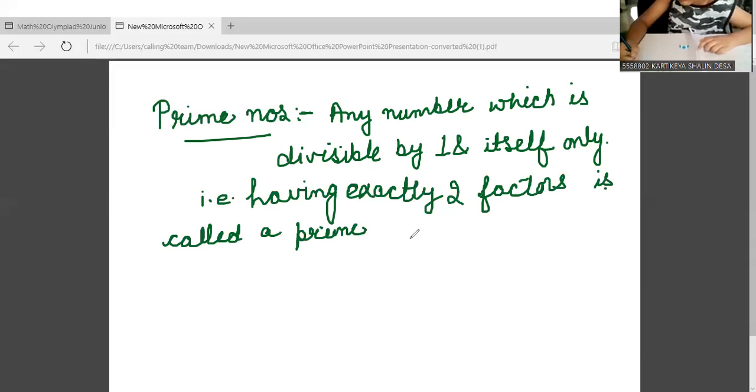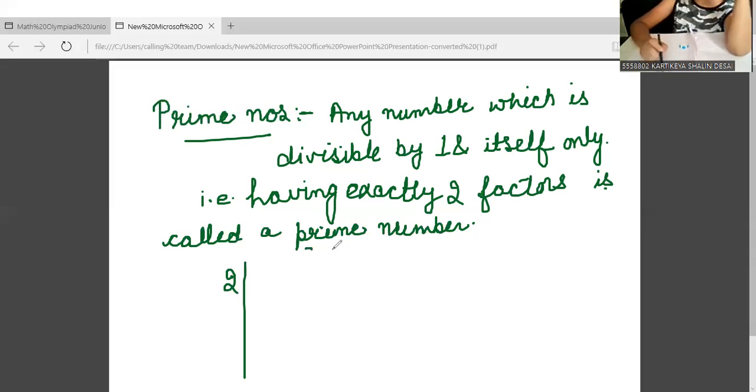This is how a concept can be imbibed. Prime number. Correct. Any number which is divisible by 1 and itself only, that is having exactly two factors, is called a prime number. And what are those two factors? It is 1 and itself. Correct? So can you give me some example, Amika? It is 2. I'm writing the number here and factors here. So how many factors of 2 are there? 1. I know that 2 is divisible by 1.